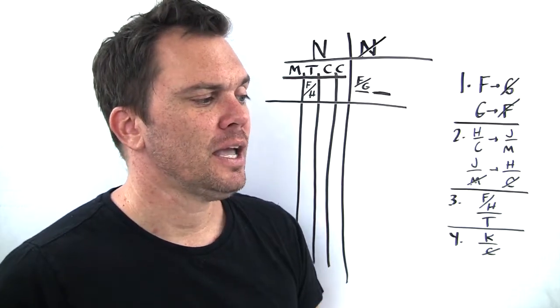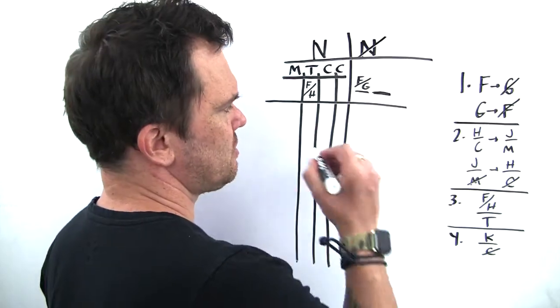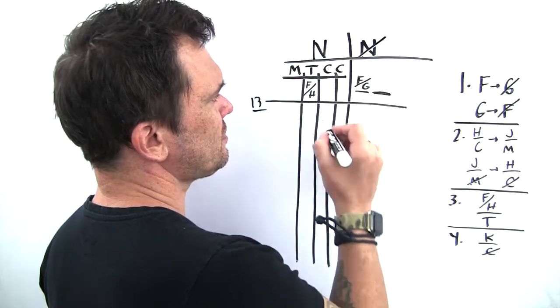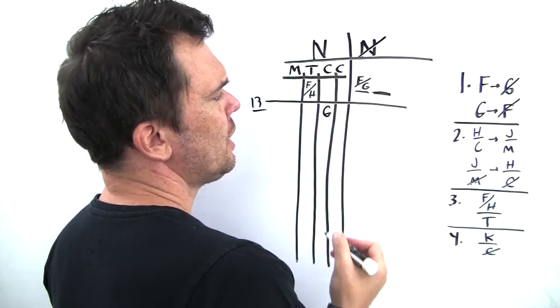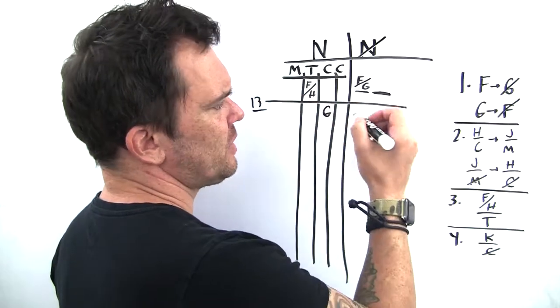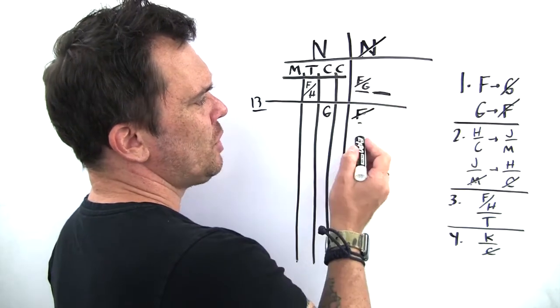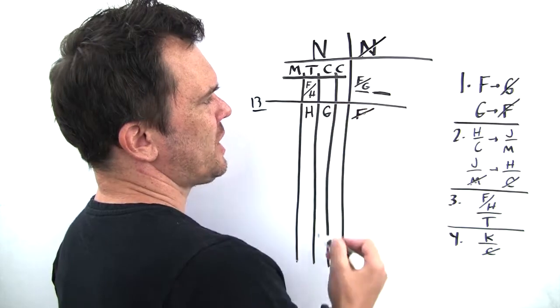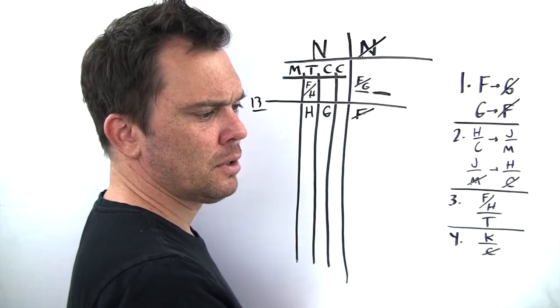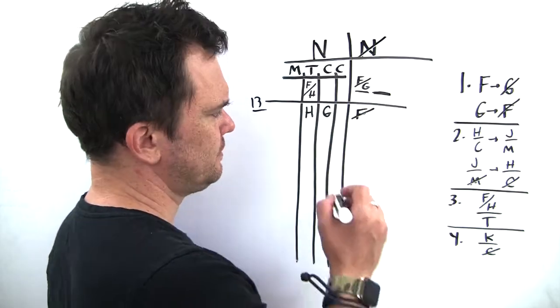Question 13. If Grant is a nominee for counselor, what has to be true? If Grant is one of our counselors, well, that tells me that we don't nominate F at all. And if we don't nominate F, H has to be our treasurer. Hey, look at answer choice E.